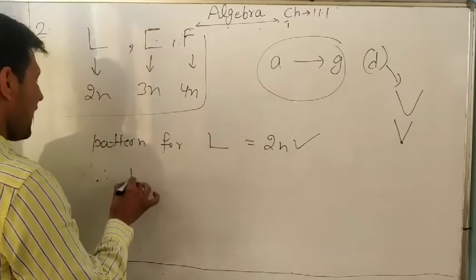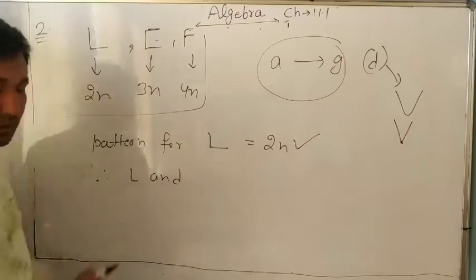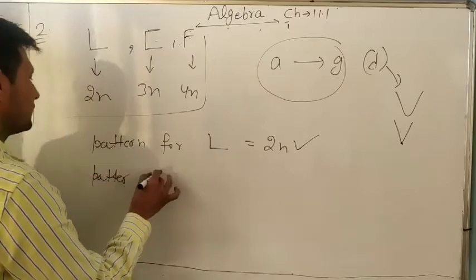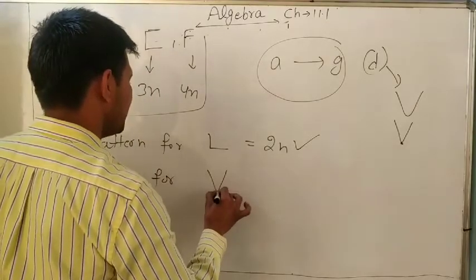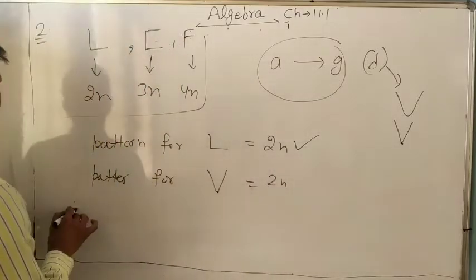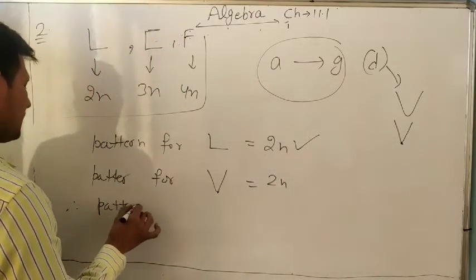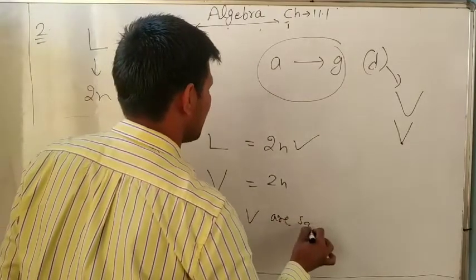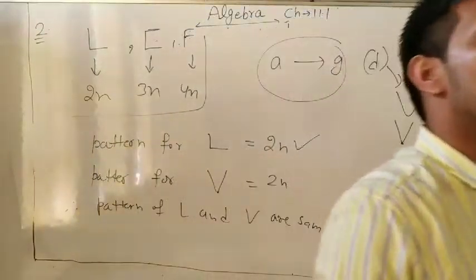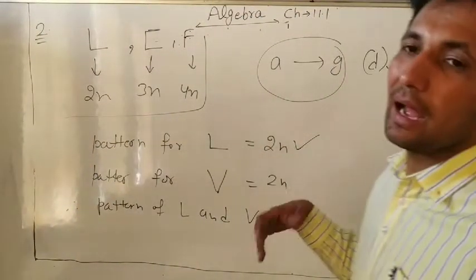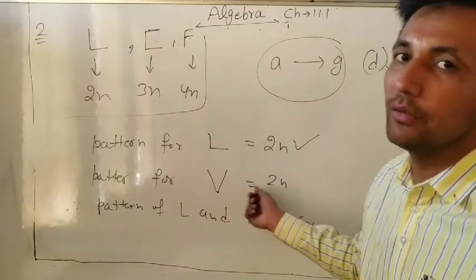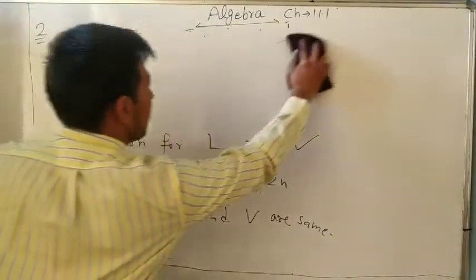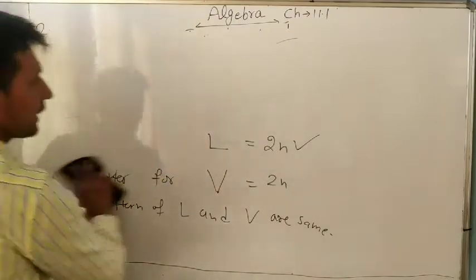So in the first question, 2N is for which one? The pattern for V is also 2N. So write that the patterns of L and V are the same. We have to write only this in this question: the pattern which is equal to L is V's. So that is our second question. Okay, only this one. Next question now.